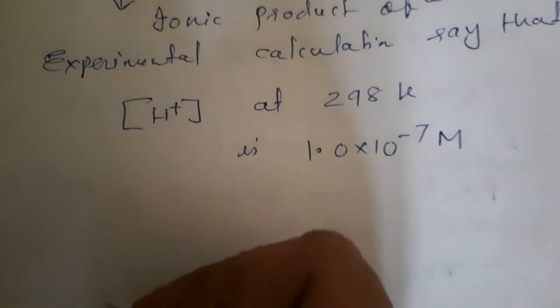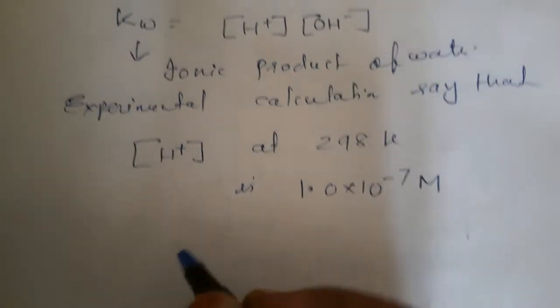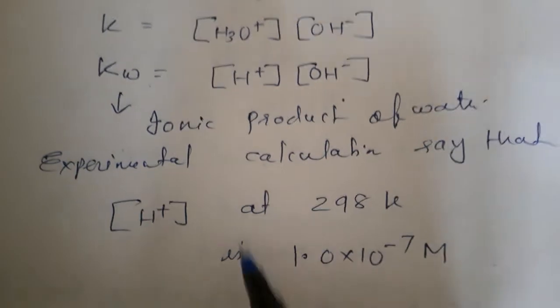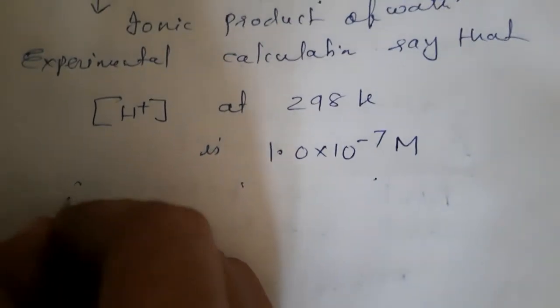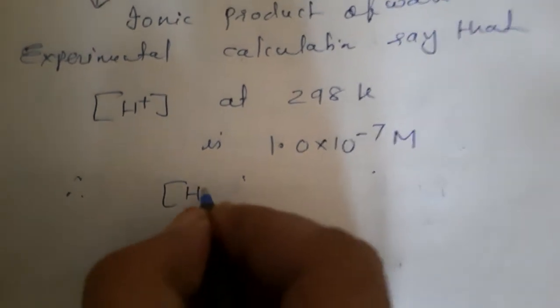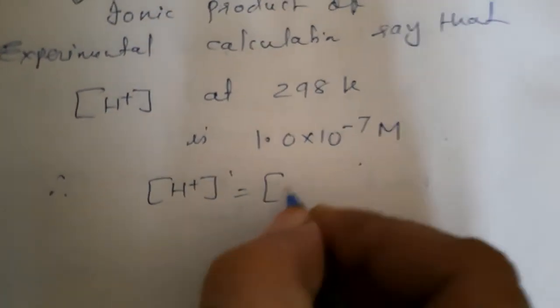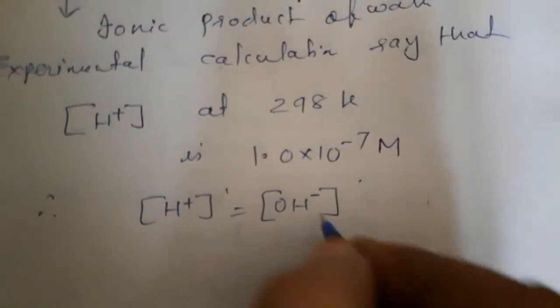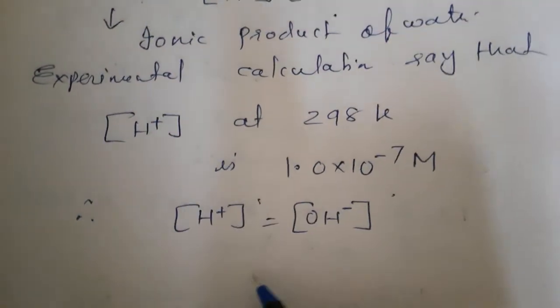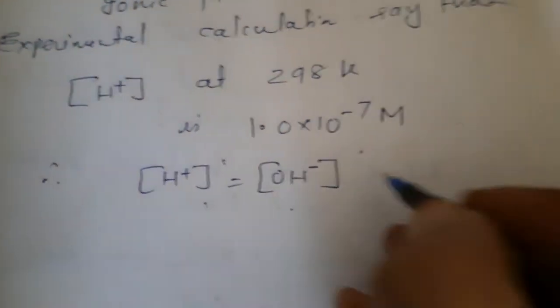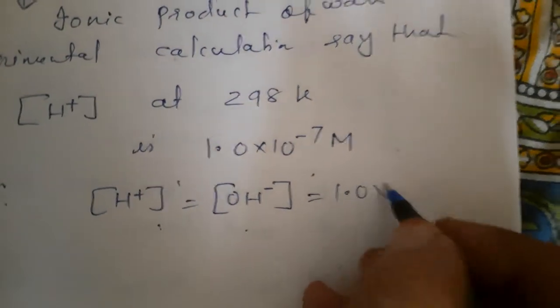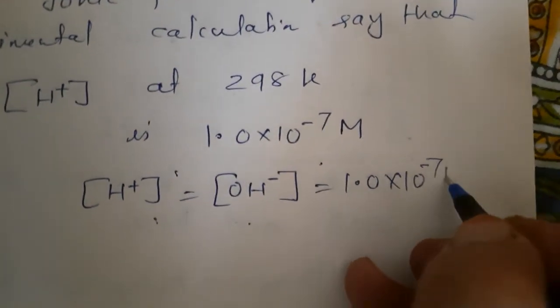And dissociation of water produces equal amounts of H+ and OH-. So the OH- concentration will also be the same, okay. Therefore the H+ ion concentration is equal to the OH- ion concentration, because when water dissociates, one H+ and one OH- is produced. So H+ is equal to this, which is 1 into 10⁻⁷ molar.